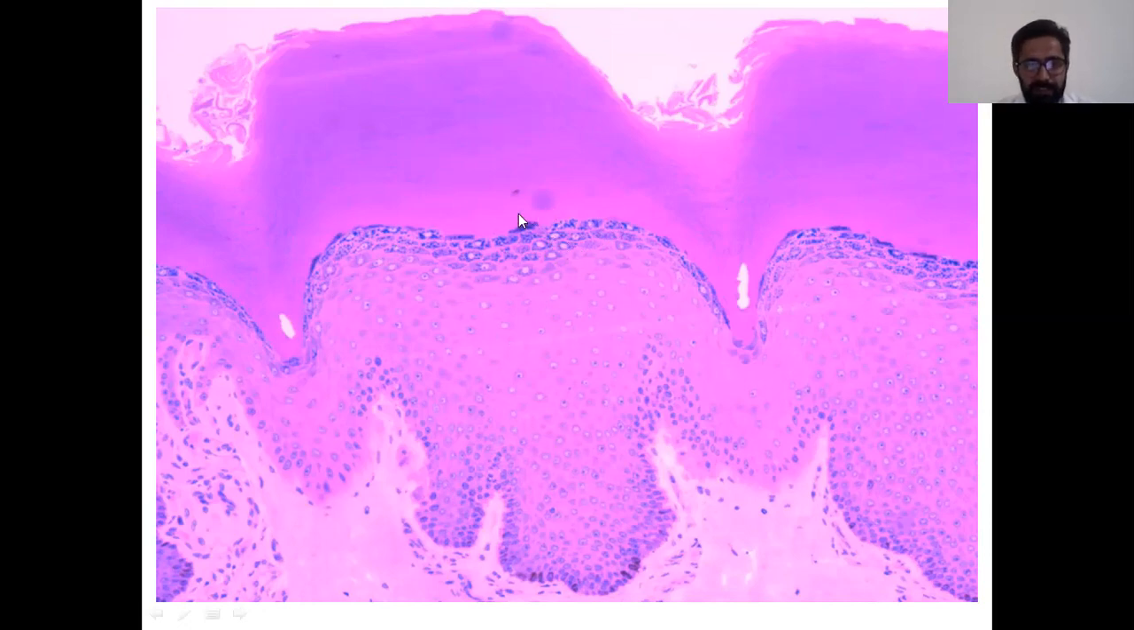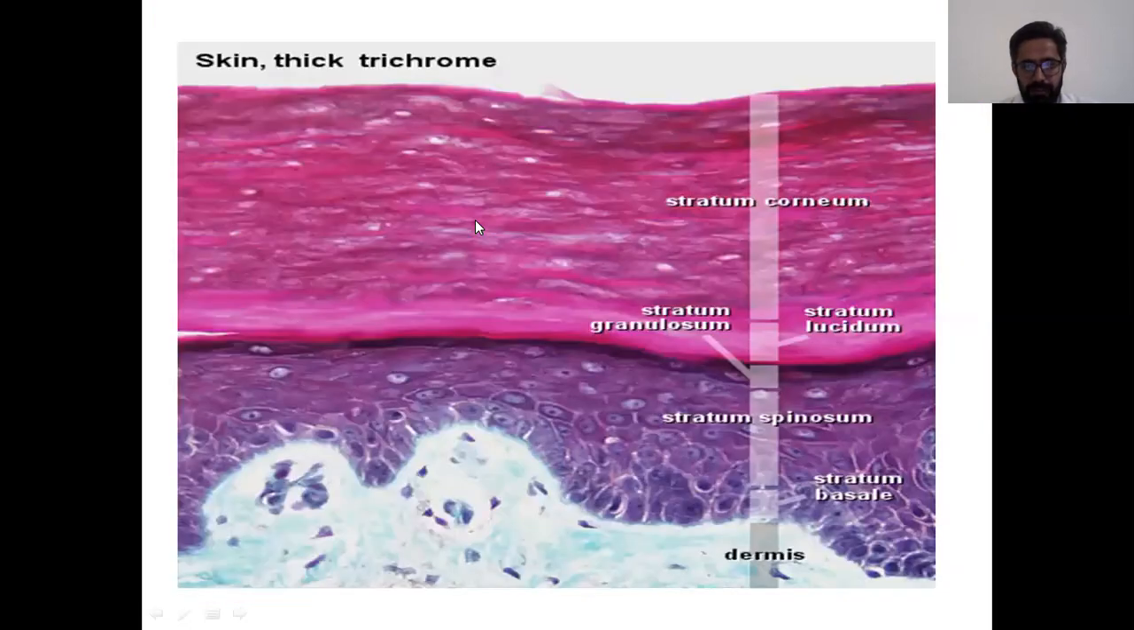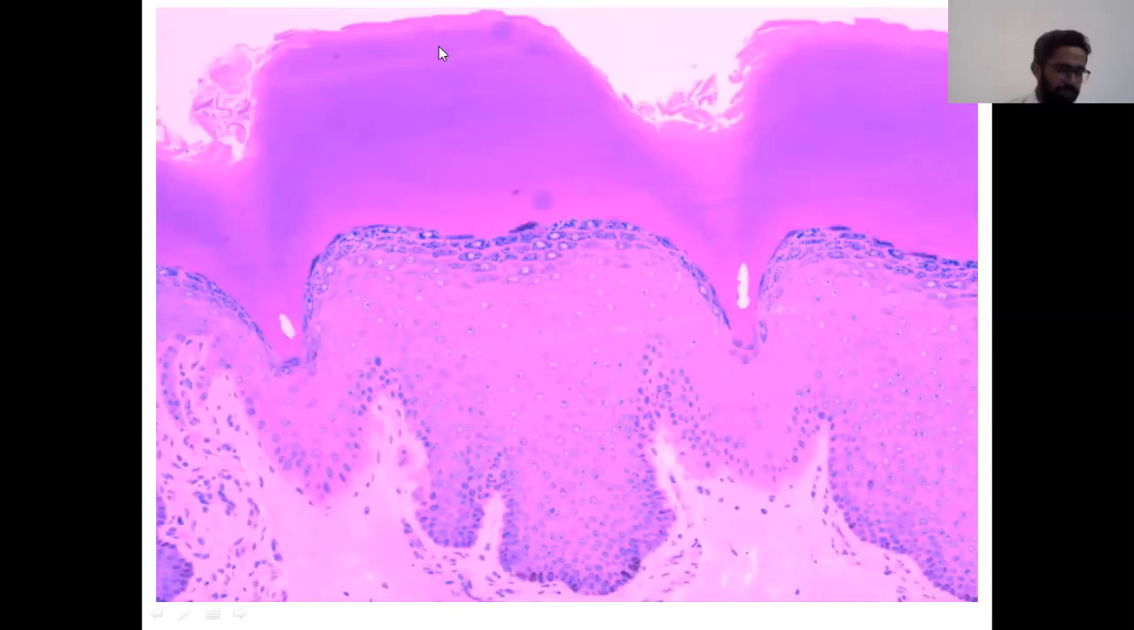Then above that, you can still see a very shiny appearance of a layer which is stratum lucidum, and then above that you can see a very thick dead cell layer of keratin filaments, that is stratum corneum.